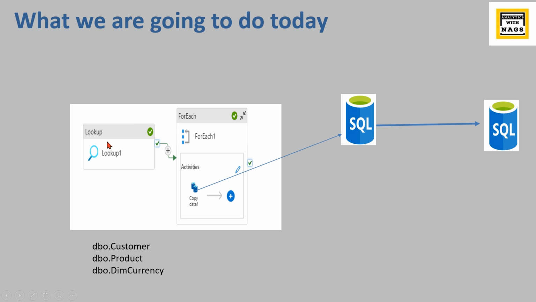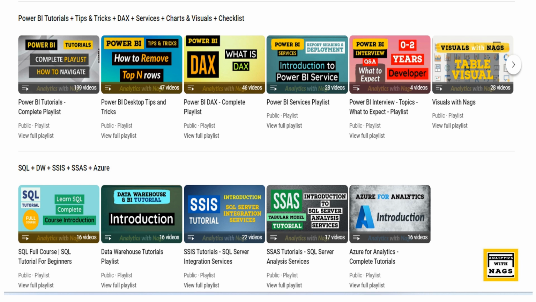If you see here, this particular activity gets me the tables I'm going to read from my source, and these three tables are passed as parameters to the for each loop. Then this copy activity will copy from the source, for example customer, and load it into the target. Let's check out how to implement this as part of this video.